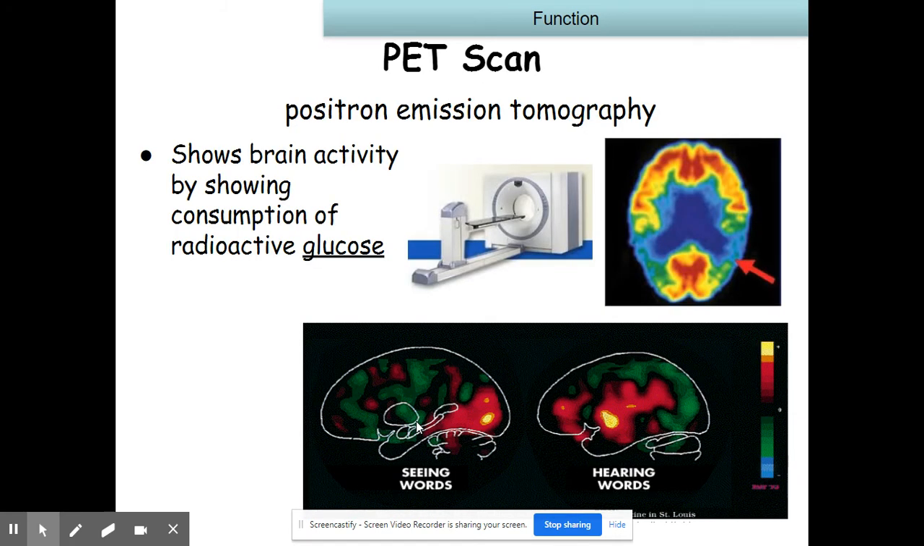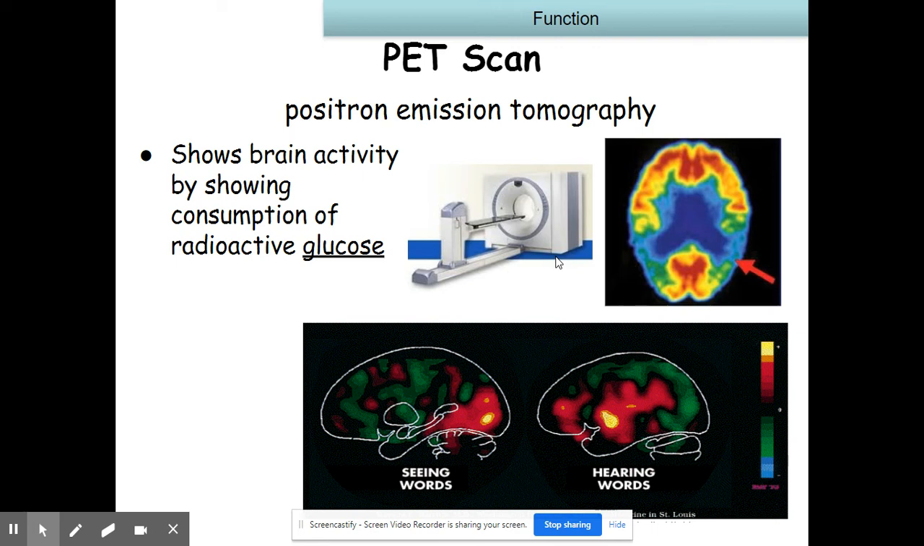PET scans. Okay. PET scans are another way to look at function, where PET scan stands for positron emission tomography. What they do with these is they will have the patient whose brain they're looking at go drink, or they will inject a non-harmful form of radioactive glucose. You can kind of compare it to highlighter fluid. Glucose is what the brain uses for energy.